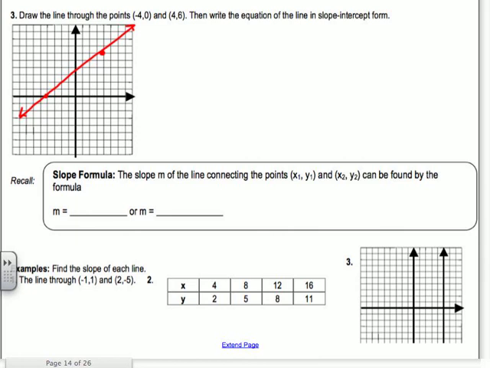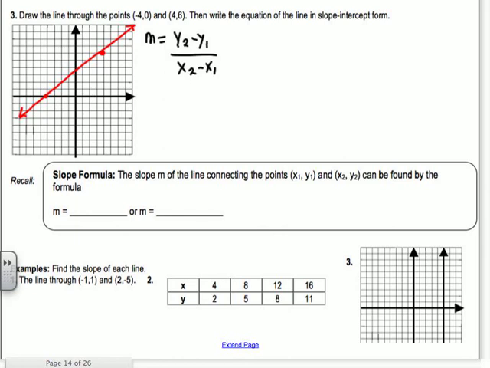I didn't use a ruler, but mine's looking like it's crossing at like 3 or 4, somewhere in between there. I'm guessing it's probably either 3 or 4. So let's see what this is. If you're trying to find slope-intercept form, a good thing to find first would be the slope. So we're going to use that slope equation. m equals y2 minus y1 over x2 minus x1.